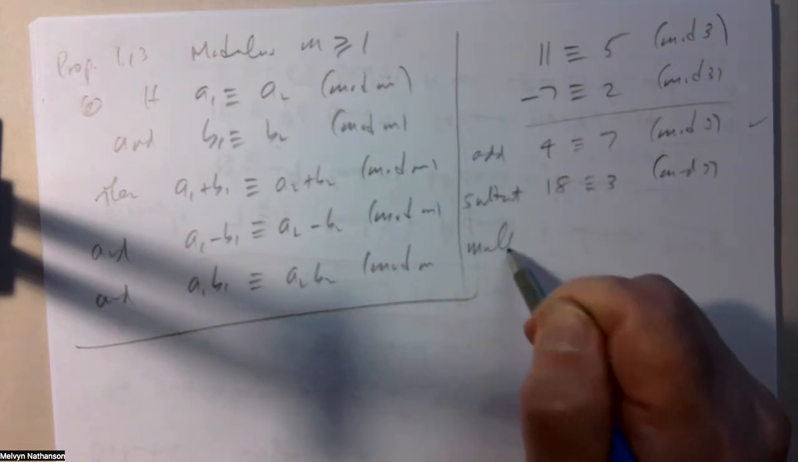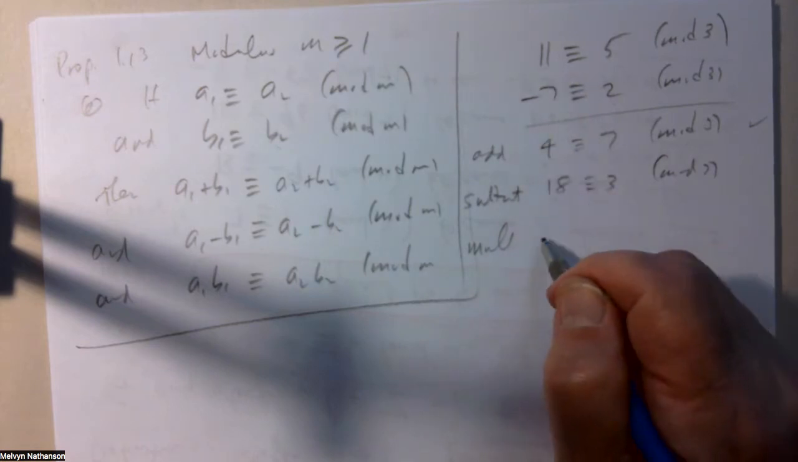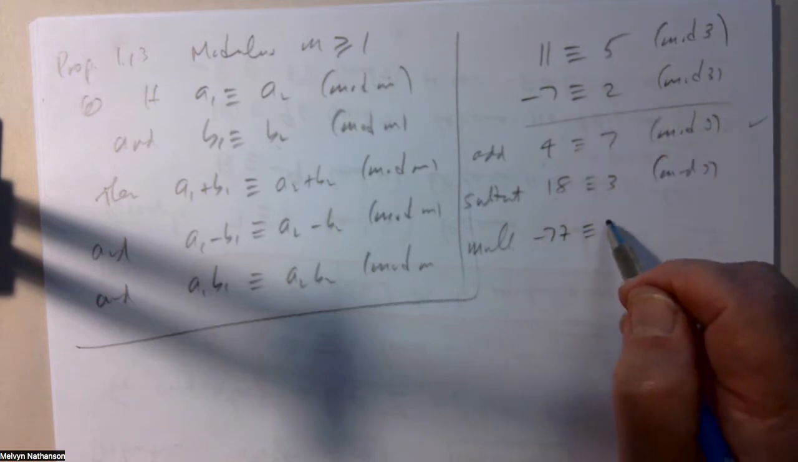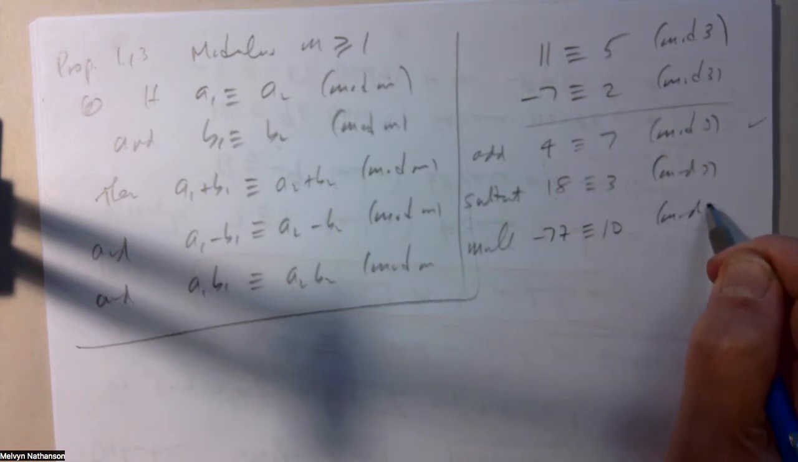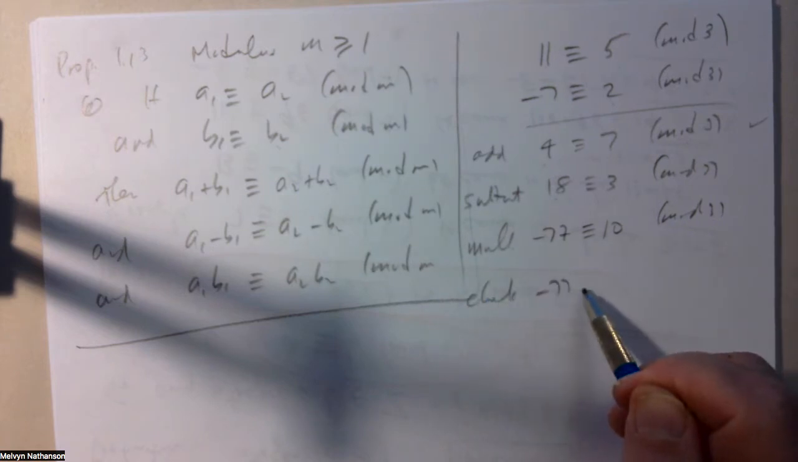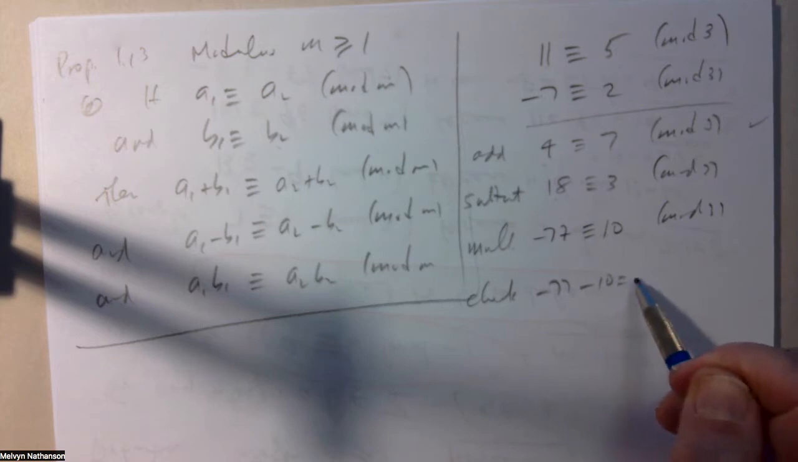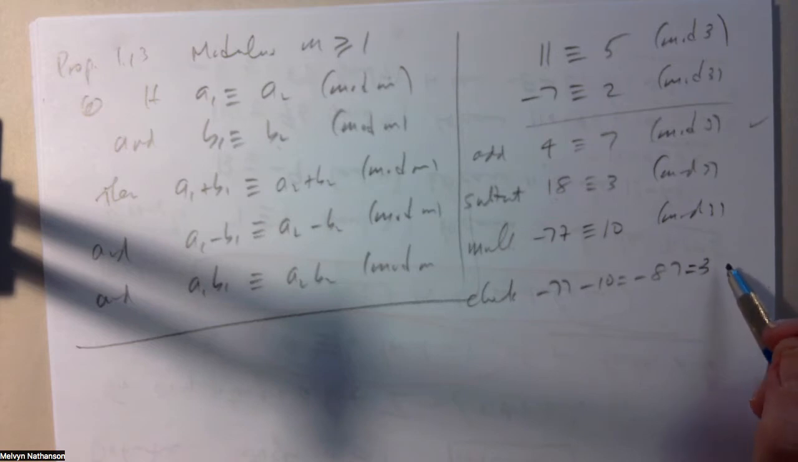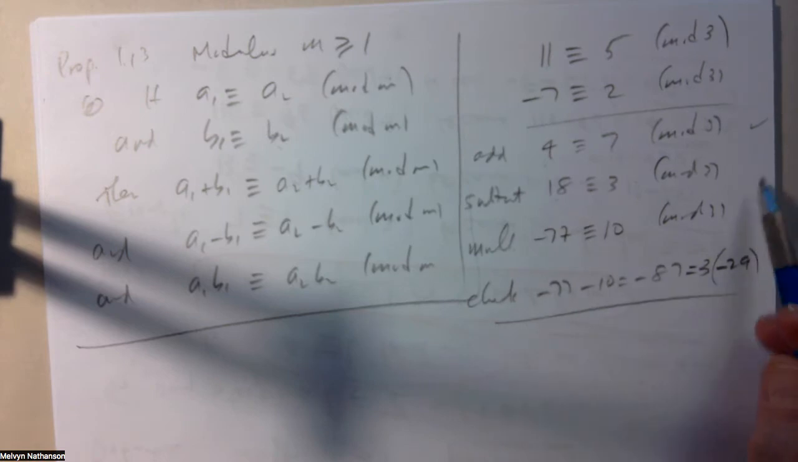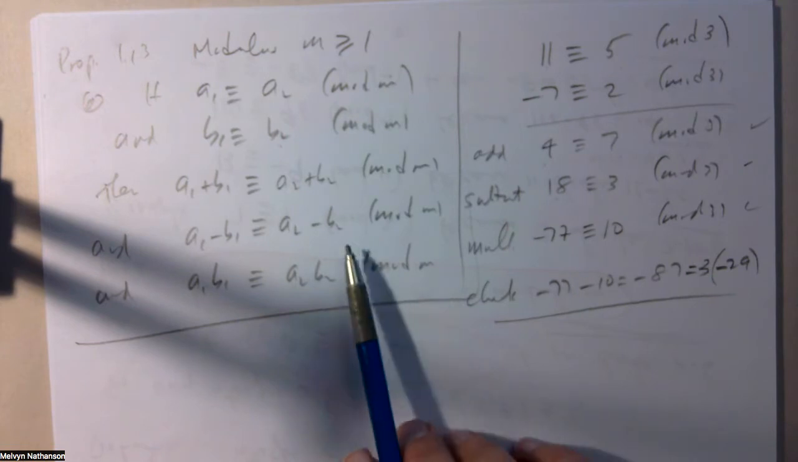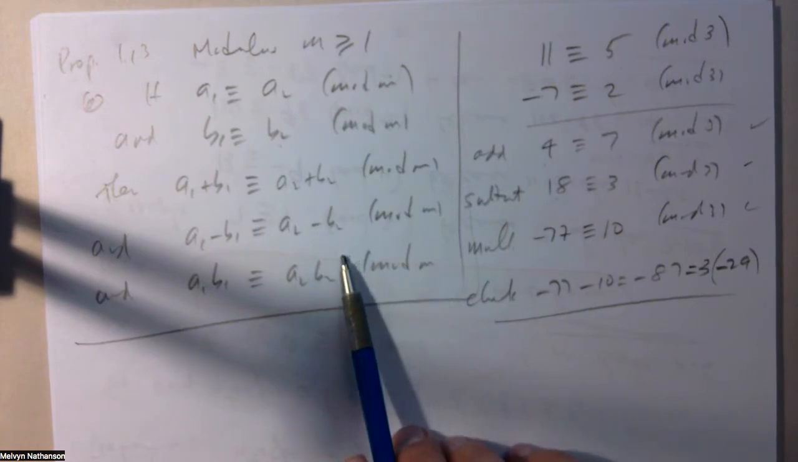And if we multiply them, what do we get? 11 times minus 7 is minus 77, congruent to 5 times 2, that's 10, mod 3. Is this true? Let's just check. Minus 77 minus 10 is minus 87. Is that divisible by 3? Yeah, that's 3 times minus 29. So this also checks. So this is an example of what we have in this proposition.